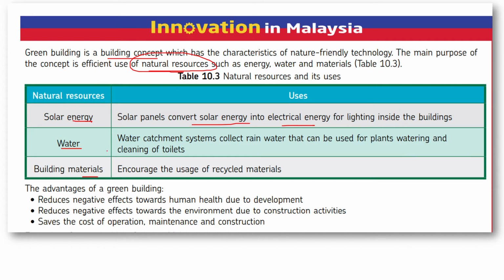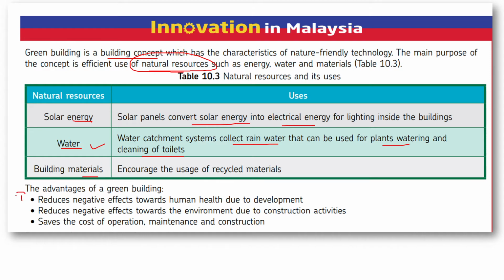Manakala natural resources, water, we have the water catchment systems to collect the rainwater that can be used for plants watering, cleaning purpose, cleaning of toilets ataupun washing of cars. Okay, kalau building materials, it is to encourage the usage of recycled materials. Now, what are the advantages of green building?